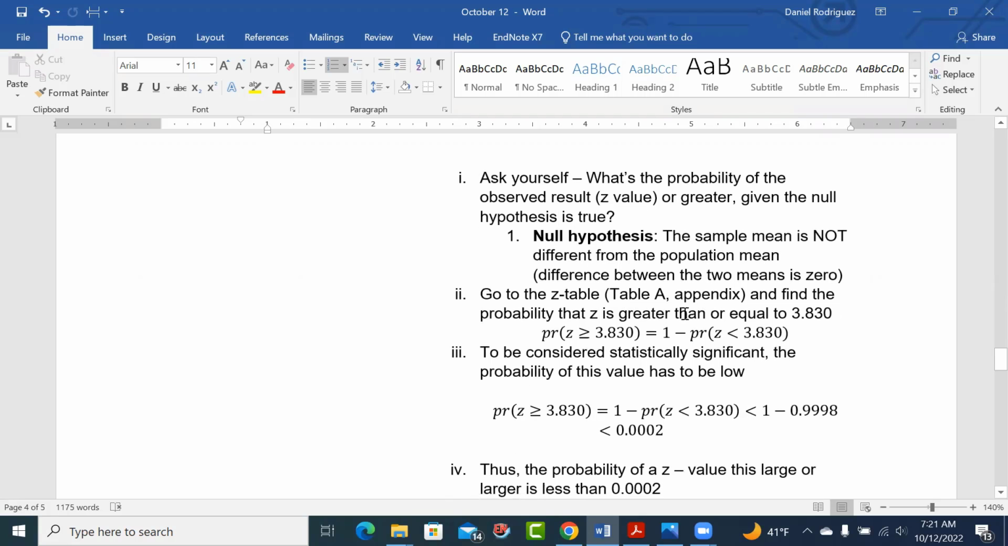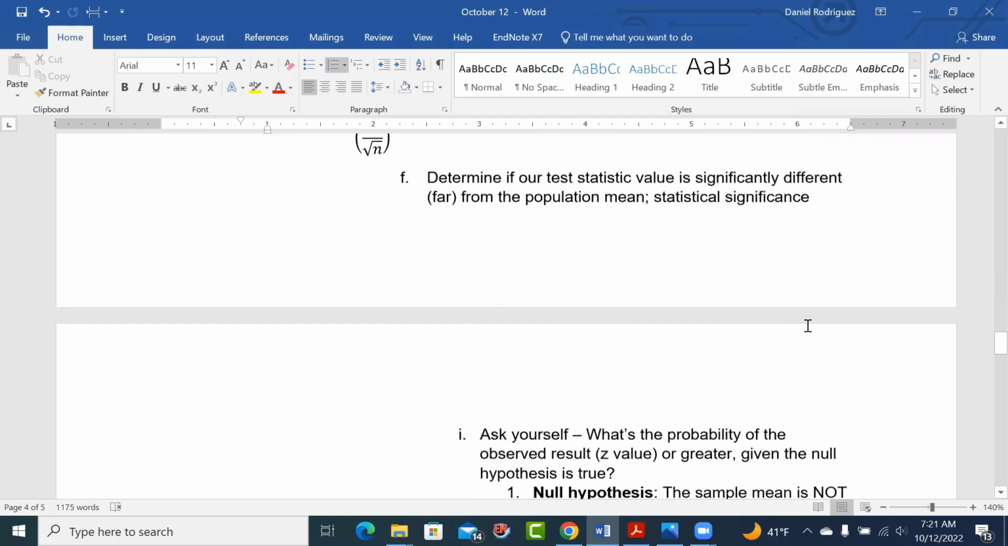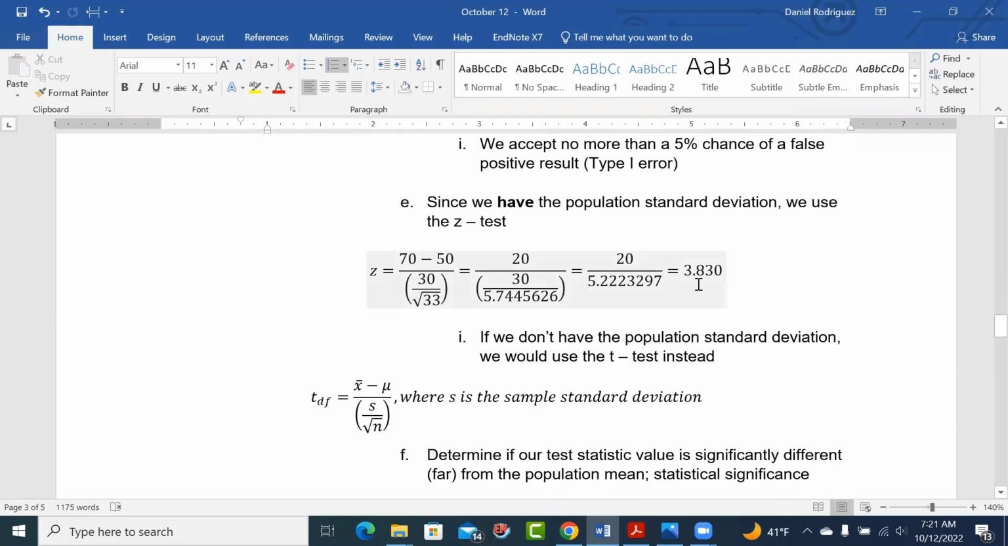We go to the z table and we look up a value. What's the probability of our value or greater? So here we calculated our value to be 3.830, because we had 70 minus 50 is 20. Our standard deviation is 30. You'd have to go back to the top of the other day to see that. We had a mean of 50 and a standard deviation of 30. We had a sample size of 33. So we go ahead and do this calculation.